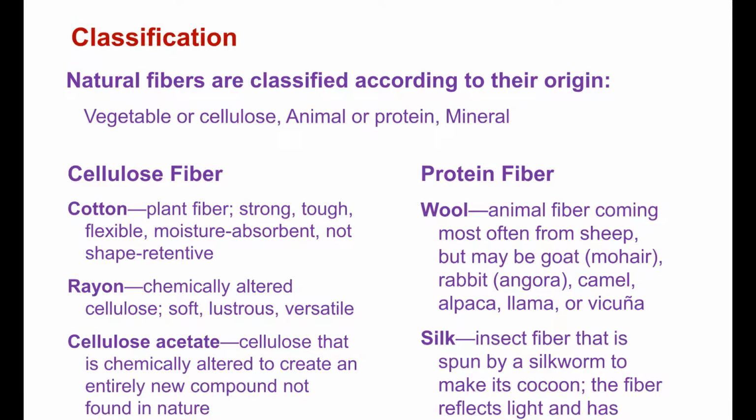So in terms of how we put these into categories or how we classify these, let's start off by talking about natural fibers. Natural fibers are going to be classified based on their source or their origin, like what animal or what plant material they came from. Like I said before, they can be vegetable or cellulose based, they can be animal or protein based, and they can also be mineral based. And I'll give you some examples of all of them.